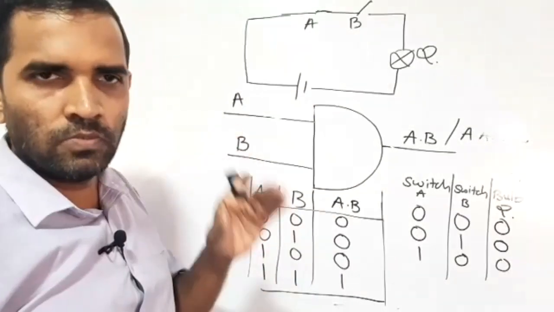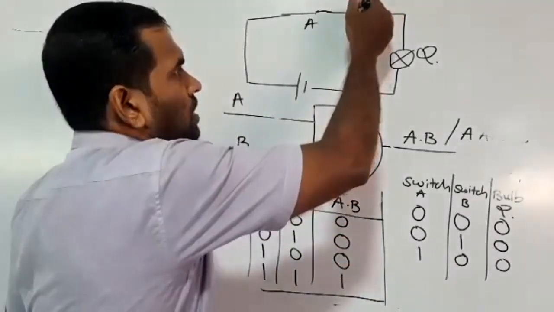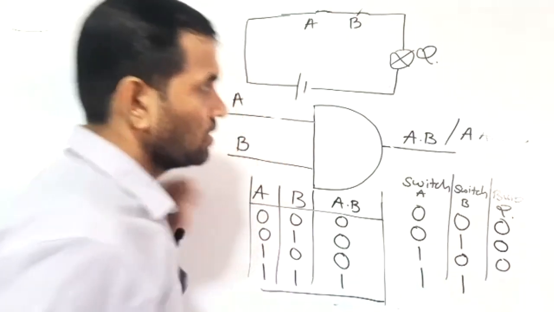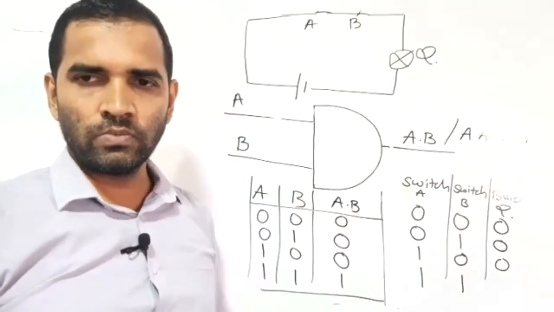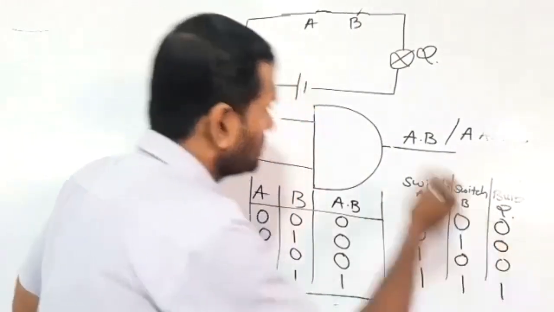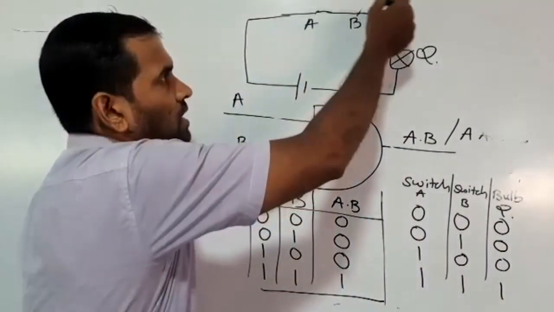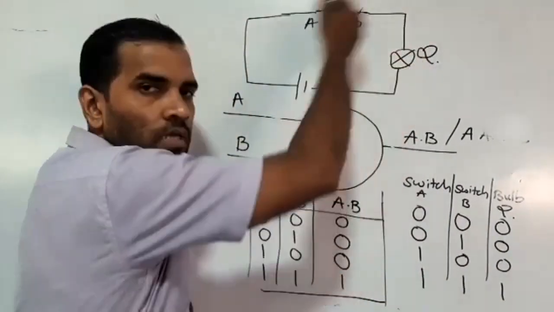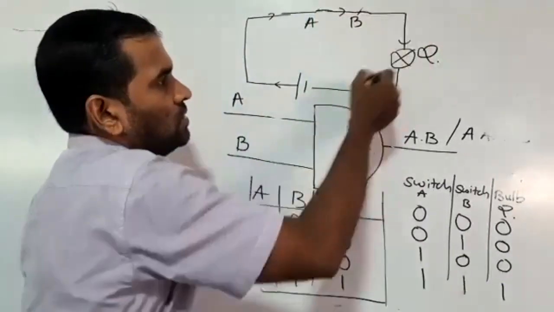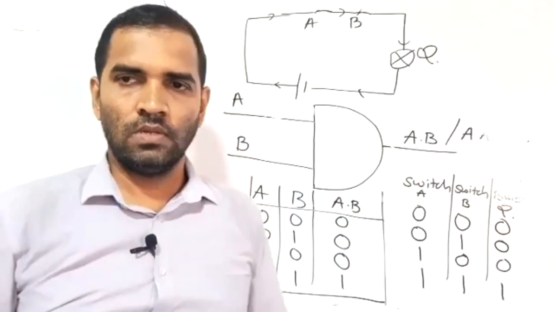The last possible combination is to turn on both switches. Now both switches are on: switch A is 1, switch B is 1. What about the bulb Q? The bulb burns. Now the bulb works. You can clearly see the electricity can flow and the circuit can be completed. Now the bulb works. That is 1.